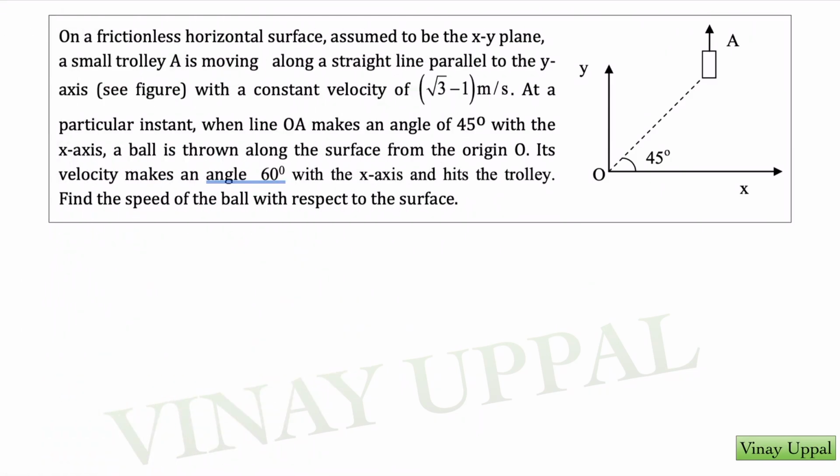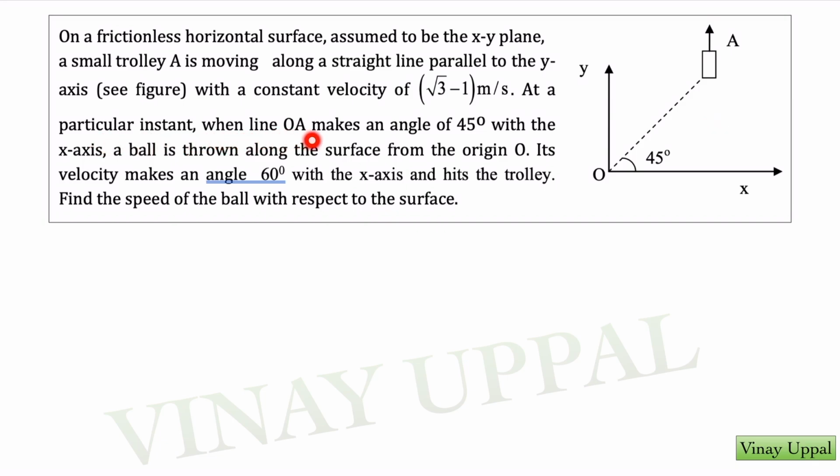So let's take a look at this question. This is one of the previous year's questions. So let's just read the question first. On a frictionless horizontal surface assumed to be the XY plane, a small trolley A is moving along a straight line parallel to the y-axis with a constant velocity of √3 - 1 meters per second. So this is my XY plane. I'm looking at the top view because this is the horizontal surface, and I have a trolley moving parallel to the y-axis.